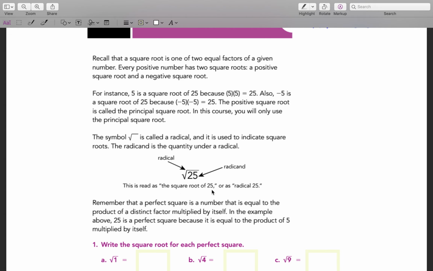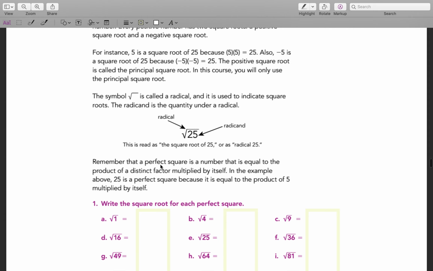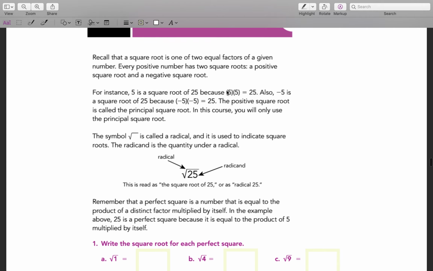So either way works. Now remember that the perfect square is a number that is equal to the product of a distinct factor multiplied by itself. So in this example above, like we just did here, 25 is a perfect square because it's equal to the product of 5 multiplied by itself. So basically, if it's a perfect square, like see if this 25 is a perfect square, means you know how it's 5 times another 5 would give you guys 25, right? So because this number multiplied by itself, the product of those would give you this number. We call this number a perfect square. Okay.